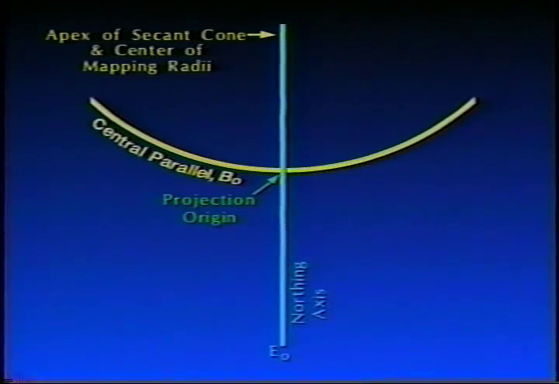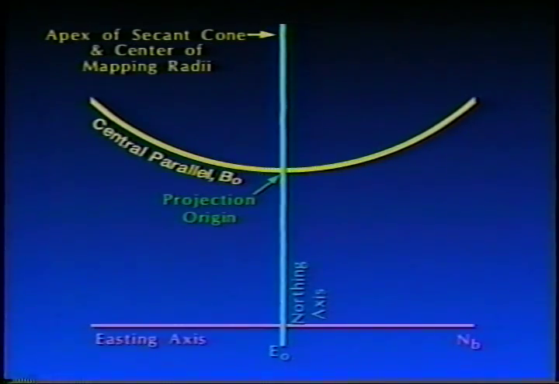This line is also the northern axis of the grid. All other grid north lines will be parallel with it. Its easting value is 2 million meters by definition. That value is noted as E sub O and is a tabled constant. The intersection of the central meridian with the central parallel is the projection origin.